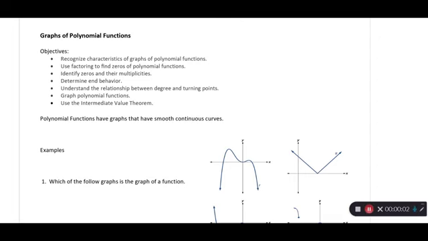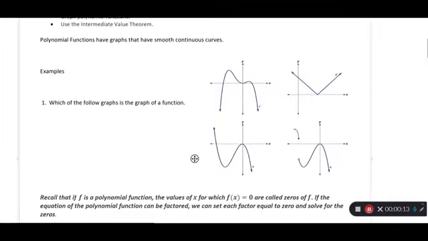Okay, let's discuss what the graphs of polynomials look like. We've already talked about some of this stuff, so I'll probably go faster through some of it. But what you probably recognize or notice from the previous examples we've done in the previous sections is that polynomial functions are smooth and continuous.